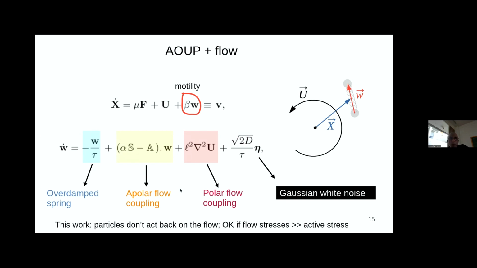In this work, we will not consider the particles themselves as endowed with any kind of active stresses. So we're ignoring the effect of particles back on the flow, which is probably okay if the stresses generated by the ambient flow are large compared to the intrinsic scale of stress on the particle.